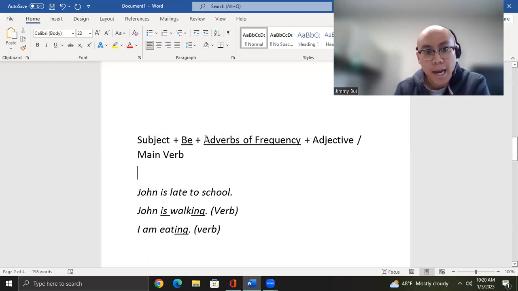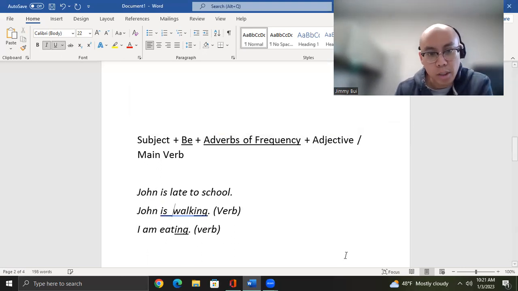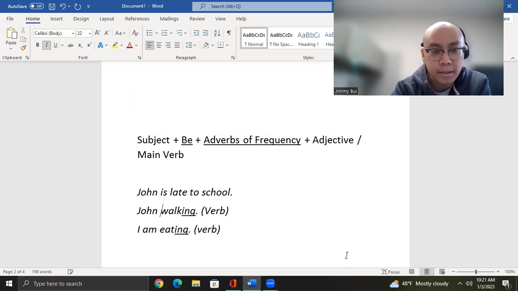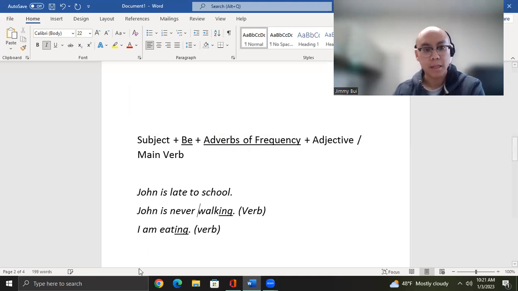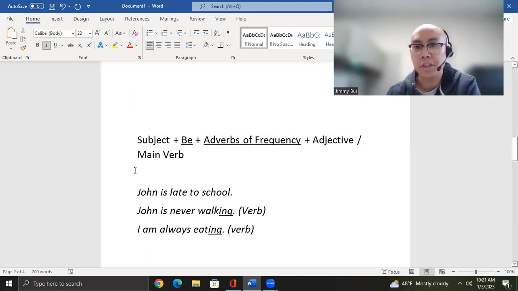And then we add in our adverb of frequency right after. So John is walking. How often? That's what we want to answer or express. John is never walking. I am always eating. It's an expression, right? This gives the audience an idea that it doesn't mean I'm eating 24 hours a day, 7 days a week.